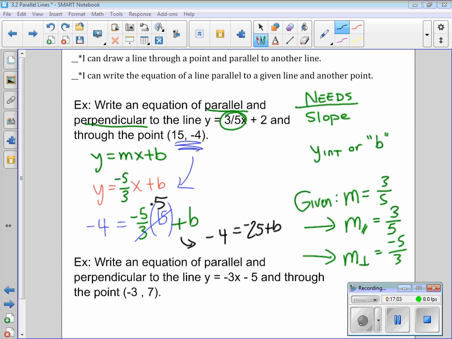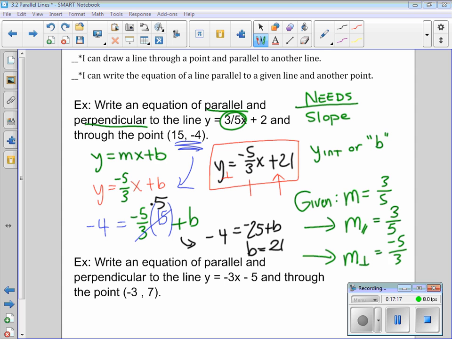All right, so I calculate my b to be 21. So there's my equation for the perpendicular line. It is y = -5/3 x + 21. See, I found my b, and I calculated my slope, and I just put it together.